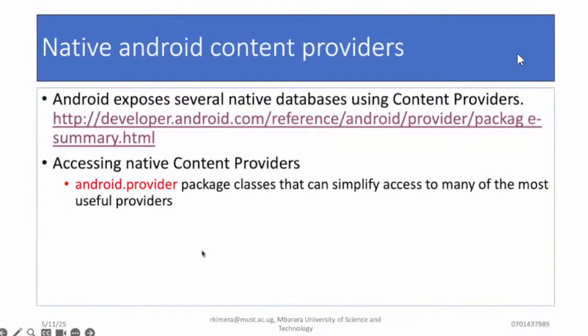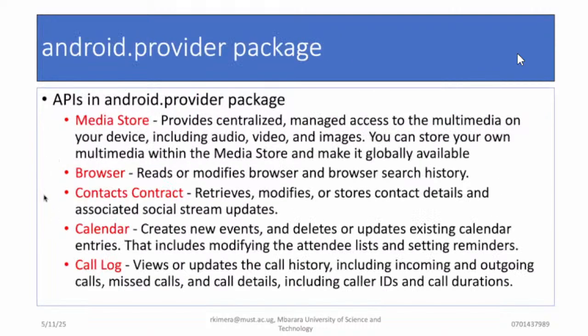But there are also native content providers. Here, what we have been trying to look at is creating our own content provider and how you pass through it and all that. But there are many, like I mentioned yesterday. APIs already exist. You want to use the media store, for example, managing access to multimedia on your device, including audio, video, and images. Then you have to transact through a content provider.